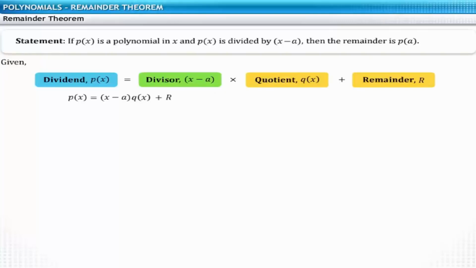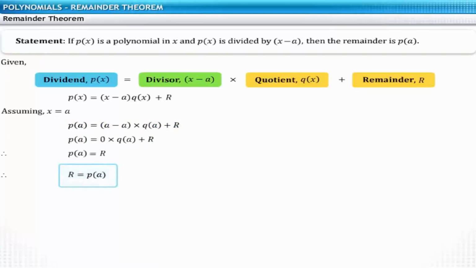This equation is true for all real values. Therefore, if we assume x is equal to a, then P of a is equal to a minus a times q of a plus r. On solving, you get r is equal to P of a.